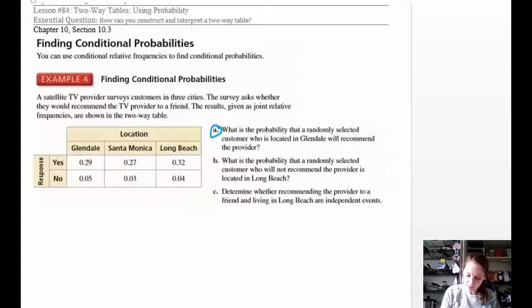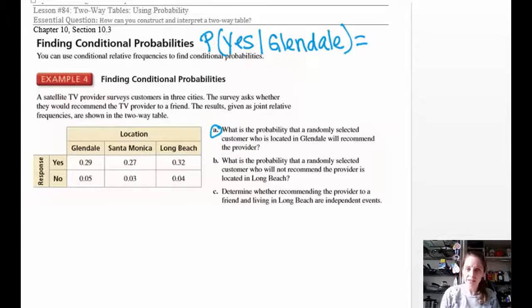A. I have a conditional probability here. Given that the customer is in Glendale, they will recommend the provider. So we're looking for yes, given Glendale. That's the conditional probability we're going to try to find, and we'll use this two-way table. So we're given Glendale, so I'm simply focusing on this column.